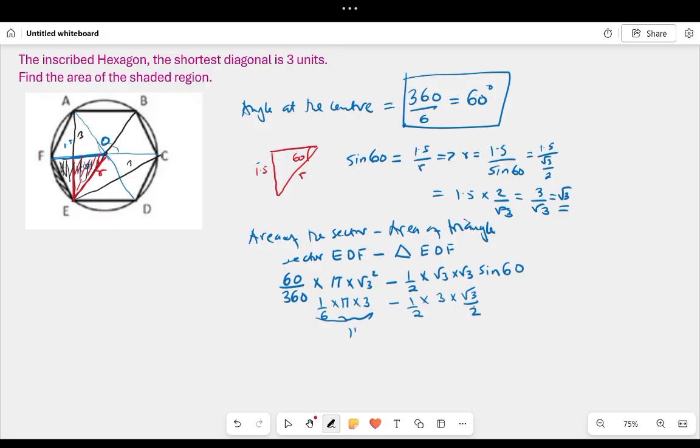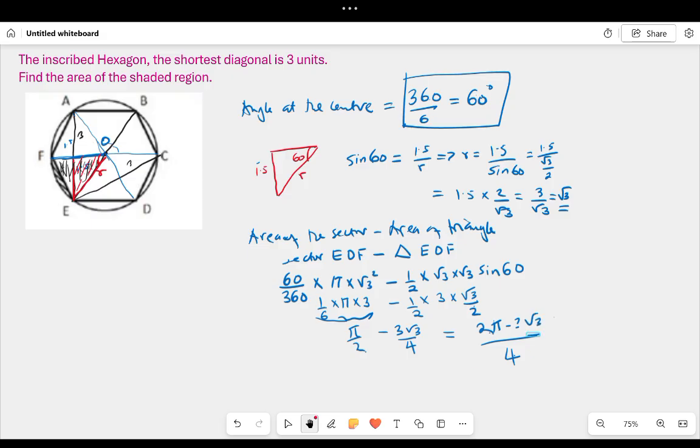So here it's going to be pi over 2. All right. Minus, over here it's going to be 3 times the square root of 3 over 4. Now, when we simplify this further, if we want to have the common denominator, which is going to be 4, it's going to be 2 pi over 4, minus 3 times the square root of 3.